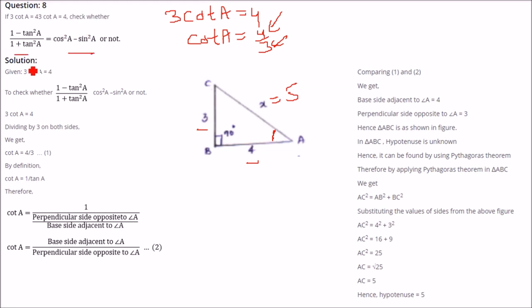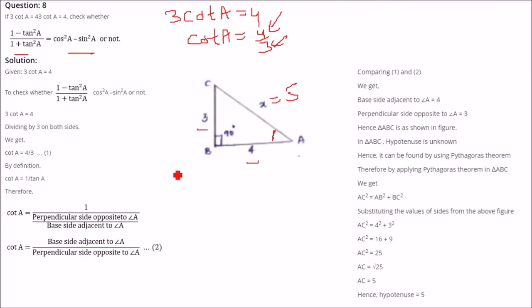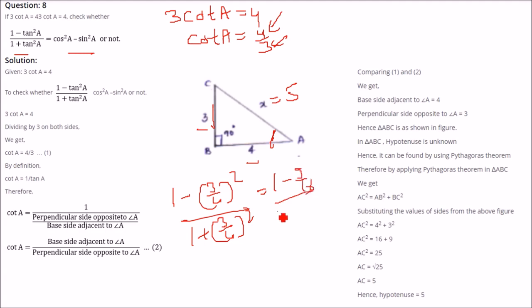Now we have to check whether these two are equal or not. So we'll put the values. If you want, you can put the value. So what we will do here is, I'll do it there only. 1 minus tan square A. What is tan A? Perpendicular by base. So perpendicular is 3, base is 4. 3 by 4 whole square. And here you have 1 plus 3 by 4 whole square. This will be 1 minus 9 by 16, and this will be 1 plus 9 by 16.